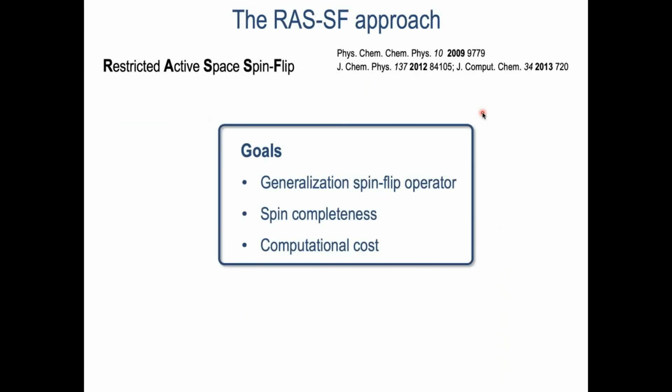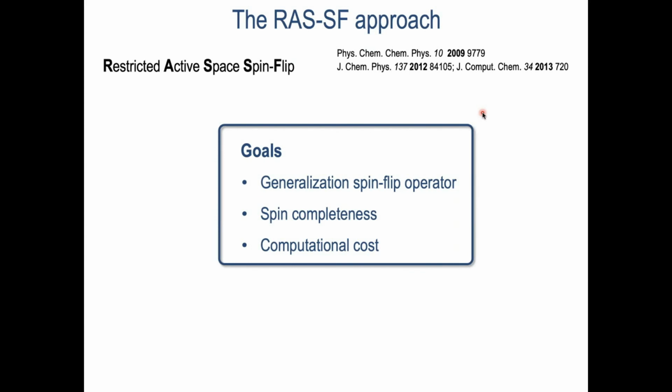And because of that, we decided to develop this method that we call restricted active space spin flip. And the goal or the idea was to take advantage of the good properties of spin flip methods and the use of a spin flip operator, but make it more general and have operators that can flip the spin of any number of electrons. And we want a method that does not suffer from spin contamination.